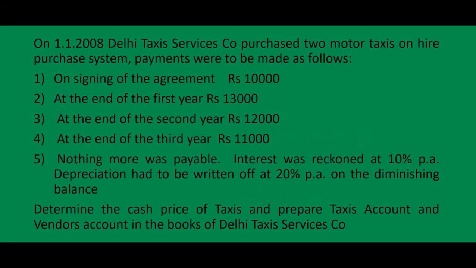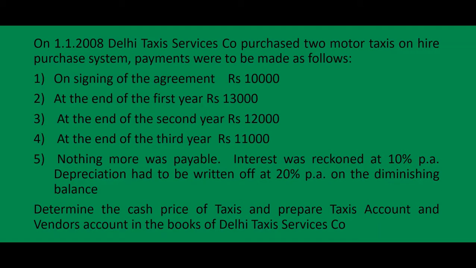The question is, on 1/1/2008, Delhi Taxis Services Company purchased 2 motor taxis on hire purchase system. Payments were to be made as follows. On signing of the agreement, rupees 10,000. At the end of the first year, rupees 13,000. At the end of the second year, rupees 12,000. At the end of the third year, rupees 11,000. Nothing more was payable. Interest was reckoned at 10% per annum.